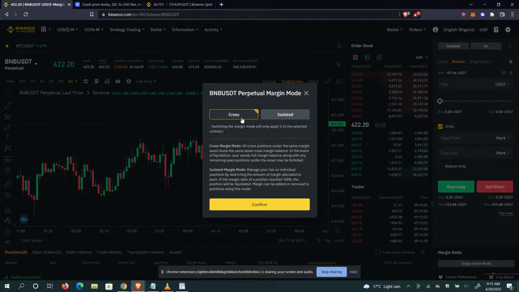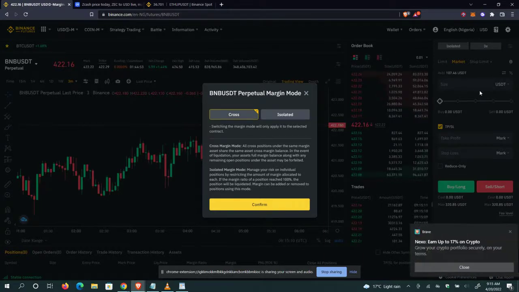For cross, it simply means when you're taking a trade, let's say since I have $107 here and I decided to take a trade with $50 and I use cross. Let's say the trade starts going against me and the $50 I used in taking that trade is exhausted and I still have like $57 left. Automatically, if I'm on cross, in order to keep me in the market, the program, Binance itself, goes to my cross wallet, to my balance, and starts taking money from the remaining $57 which I have there.